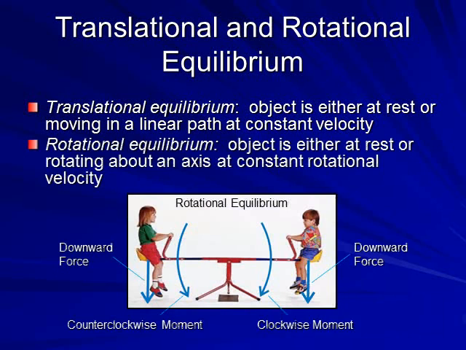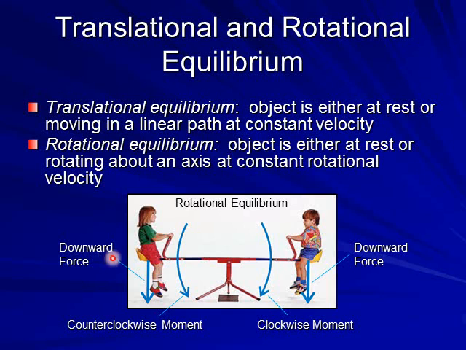Rotational equilibrium, on the other hand, is when there is an object and this object is either at rest or rotating about an axis of rotation at a constant rotational velocity or angular velocity. In the example below, I have a condition of rotational equilibrium of two children on a seesaw. I have a girl on the left and a boy on the right. We know that the seesaw is not moving, so we know it must be in rotational equilibrium.